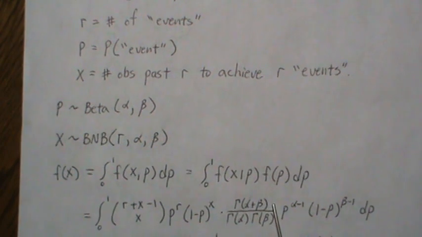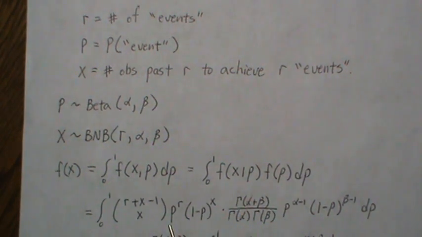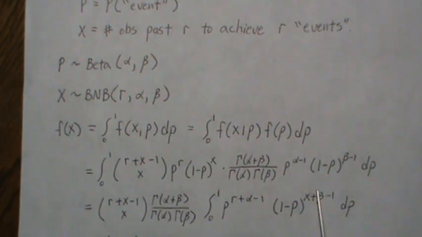So now let's just fill in what we know. This is a negative binomial, and this is a beta distribution. We want to take out everything that is not in terms of p, which is this and of course the combinations. And then what's left, we combine the p's and the 1 minus p's, and we get this.